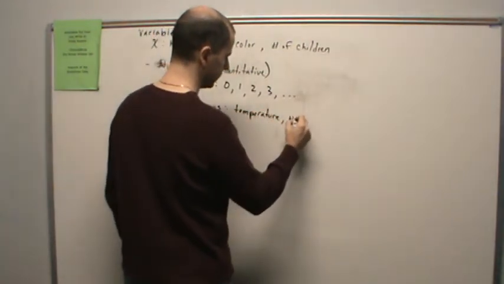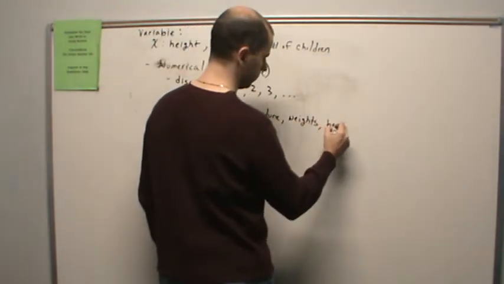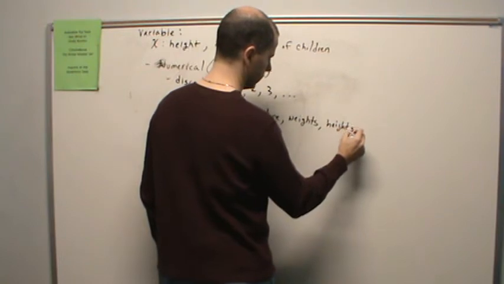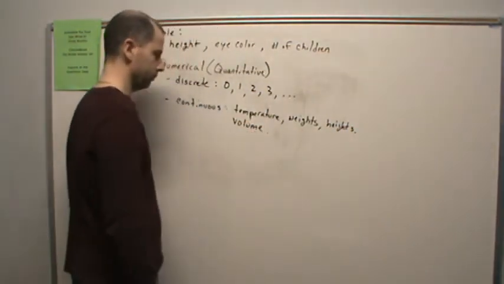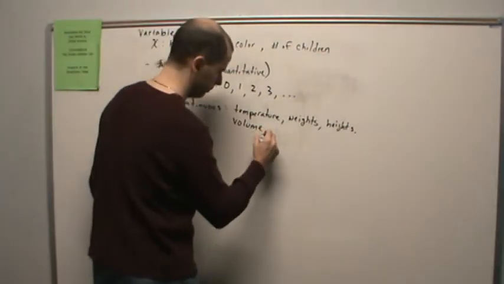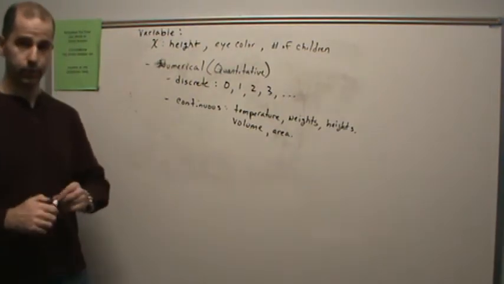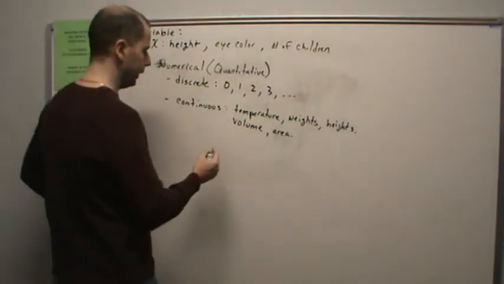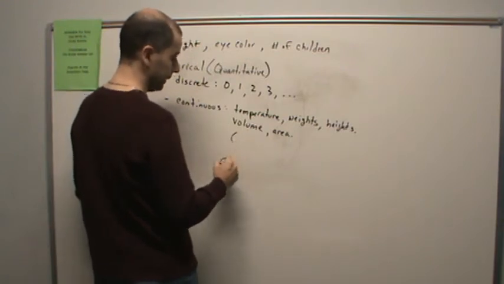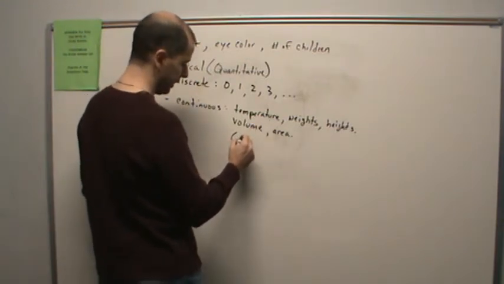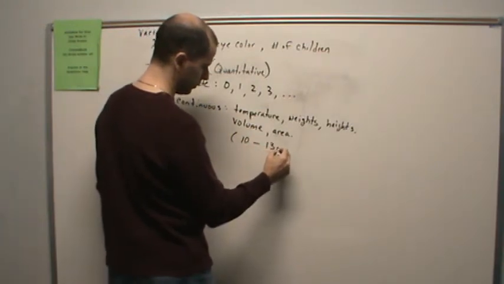Okay, weights, heights, volumes of liquid, volume. Okay, area. There's all kinds of examples. So for example, we can represent the volume of a liquid in, let's say, ounces from, let's say, 10 to 13 ounces.